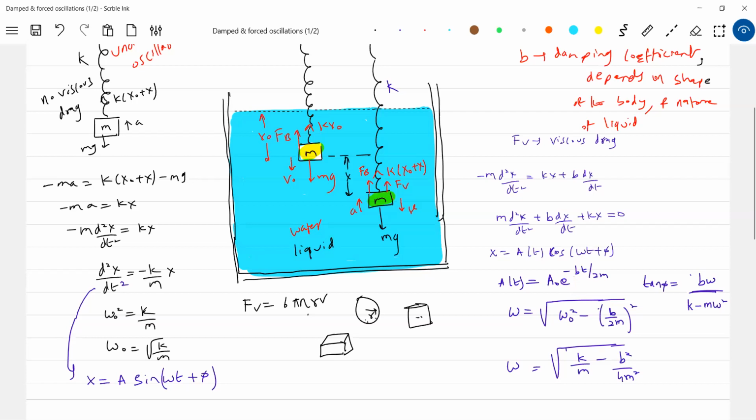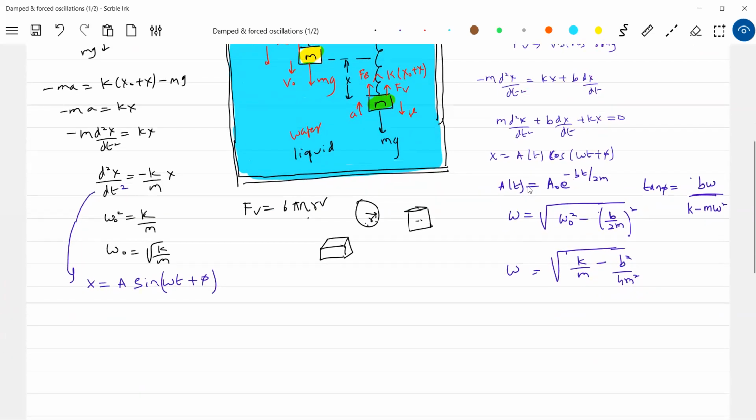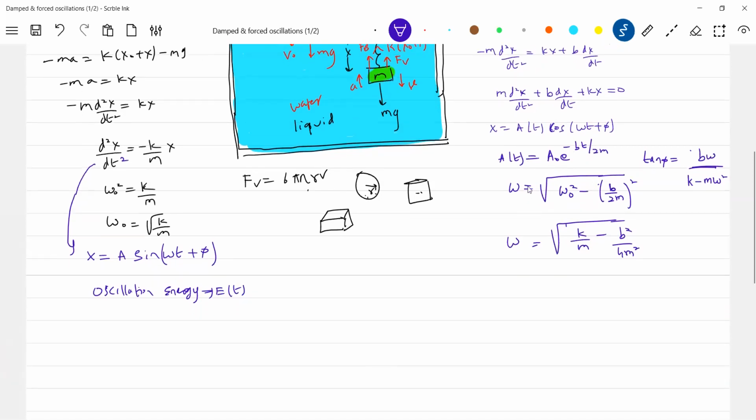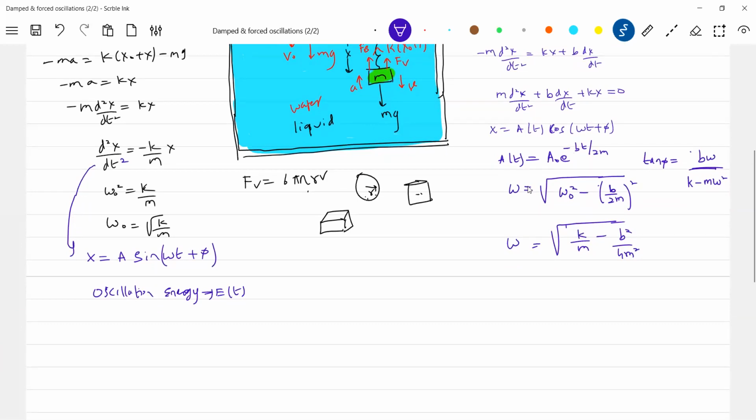What is the oscillation energy? Okay, now we know oscillation energy is equal to, it is called E of t. We know the amplitude. So what is the oscillation energy? Oscillation energy should be equal to, how much? It should be equal to E of t should be equal to K.